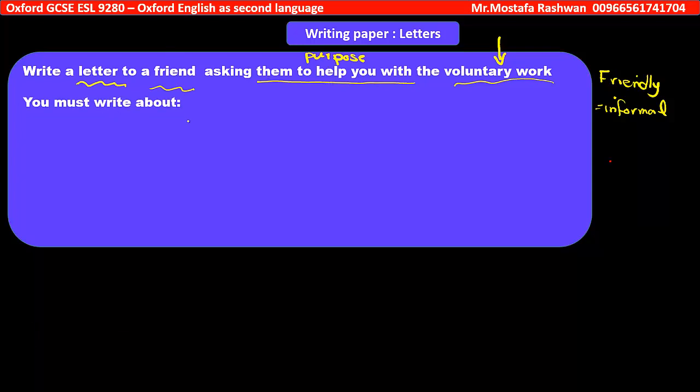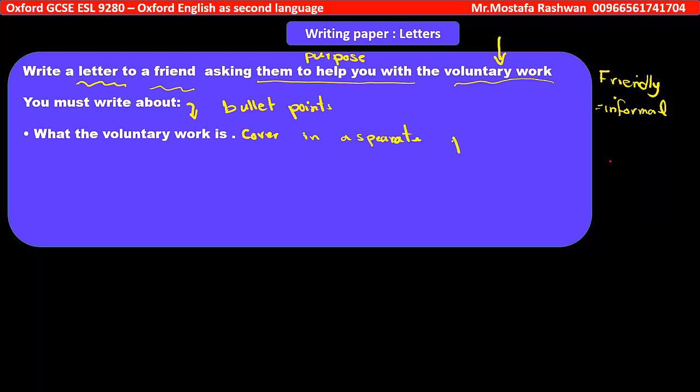You must write about. It means the following points are necessary, they are a must. You must cover all of these points. So here we have bullet points. Each question of letter in your examination requires covering 3 bullet points. In this example, what the voluntary work is, so you need to cover this point in a separate paragraph, okay?